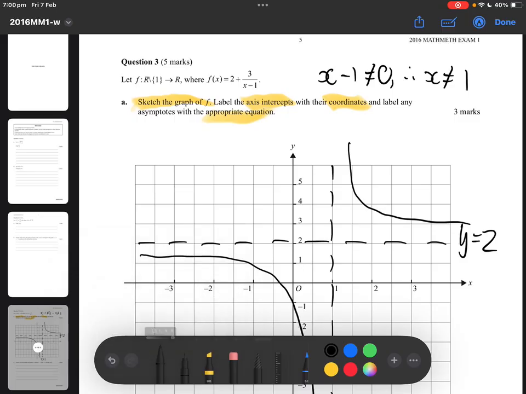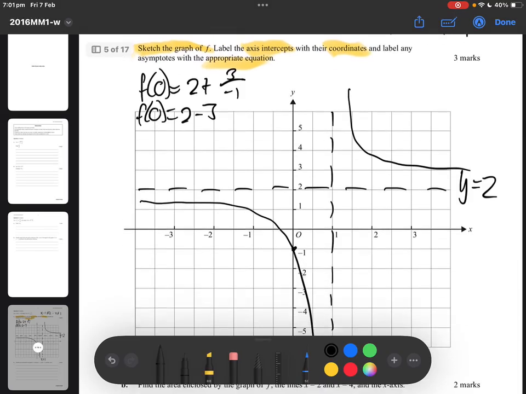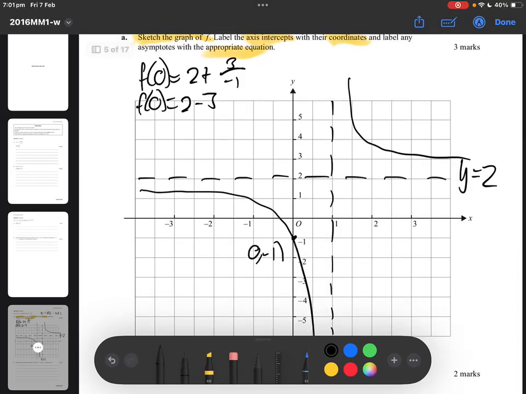So let's go f of 0, which will equal 2 plus 3 on -1, which is actually the same as 2 minus 3. So when x equals 0, y equals -1. So that was actually quite convenient. I placed it there. I promise I haven't done this question yet.